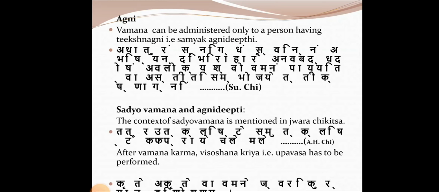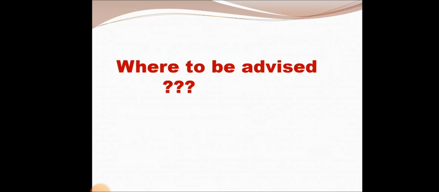Next context is Sadhyo Vamana and Agni Deepti. The context of Sadhyo Vamana is mentioned in Jwara Chikitsa: Tatra Utklishte, Samutklishte, Kapapraye, Chale Male. Also, after Vamana Karma, Vishoshana Kriya, that is Upavasa, has to be performed. Kride Akride Va Vamane Jwari Kuryat Vishoshanam. What will be the effect of this Vishoshana Kriya? Doshanam Samudirnanam Pajanaya Shamanaya Cha. These are the main roles of Agni in Vamana.